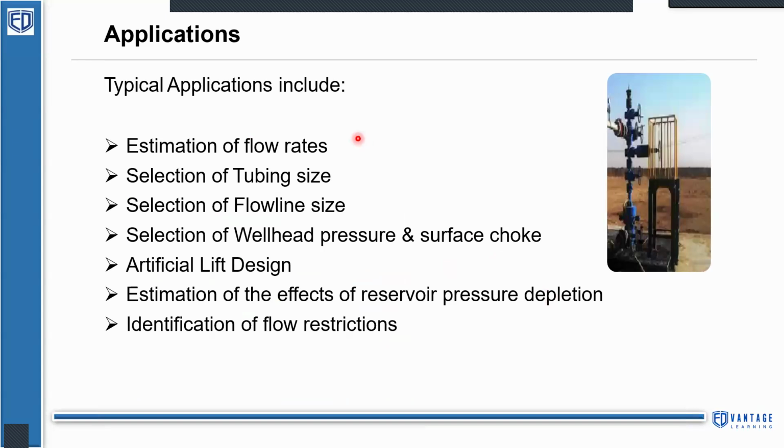Applications of this can be estimation of flow rates, selection of tubing size depending on the optimum point, selection of flow line size at surface, selection of wellhead pressure and surface choke configuration. Should we install artificial lift and design it in the future? Estimation of effects of reservoir pressure depletion, and also understanding the flow restrictions or the bottlenecks from the reservoir till the facility.